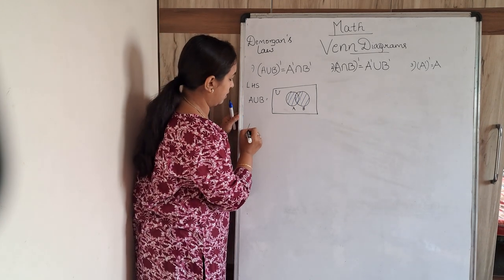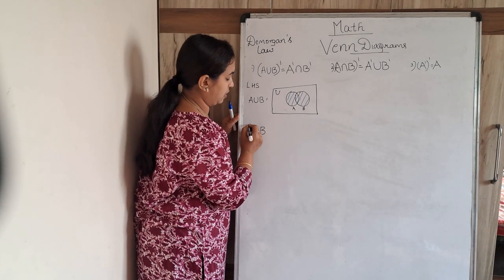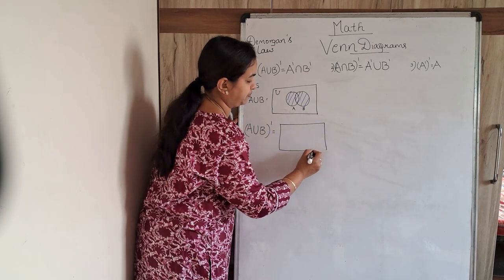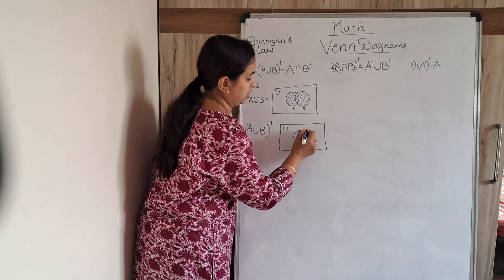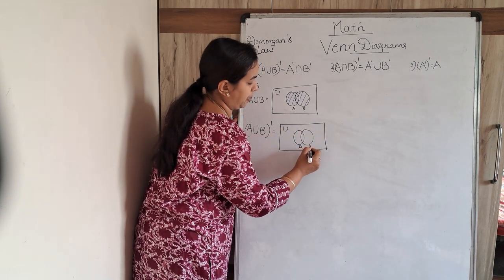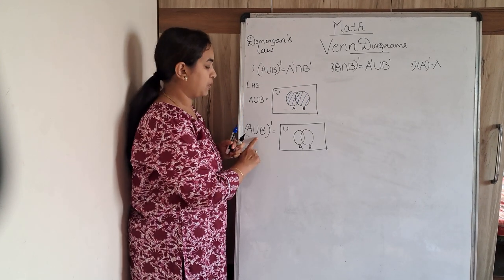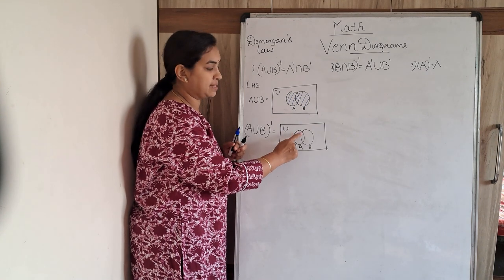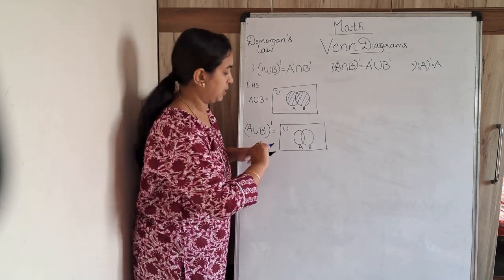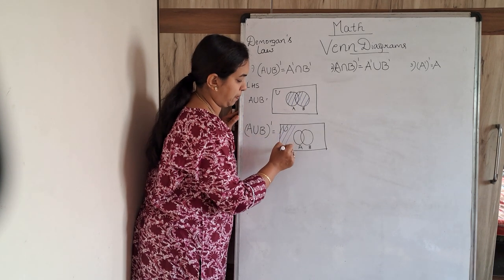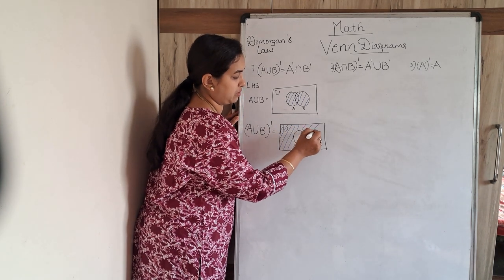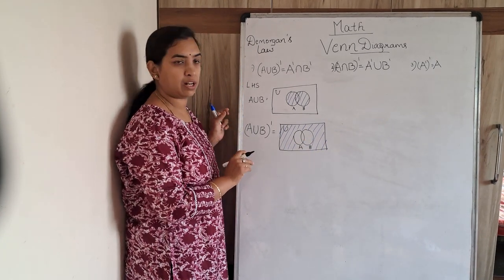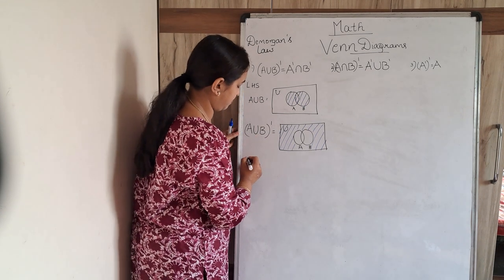In order to find A union B the whole dash, again draw the universal set with set A and B. Here, in order to represent A union B the whole dash, you need to shade all the parts of the universal set except these two circles. Okay. So this is how we represent A union B the whole dash. This is our LHS part. Next, RHS.